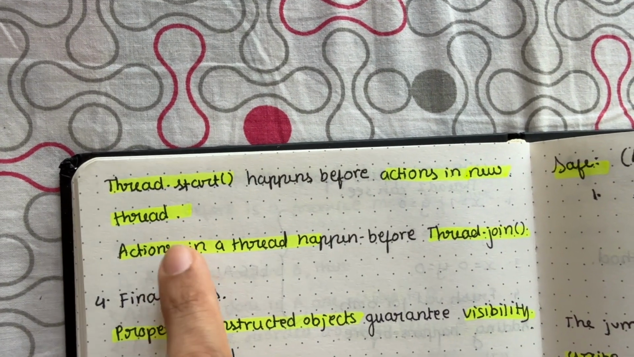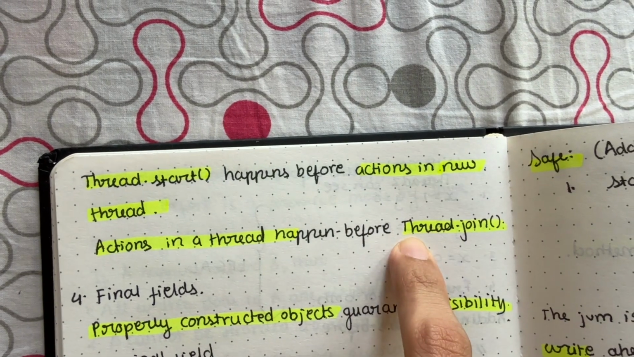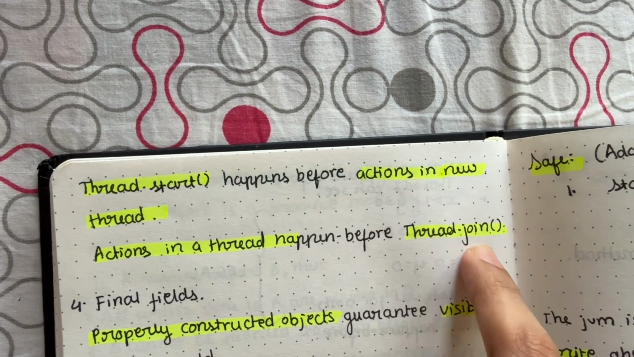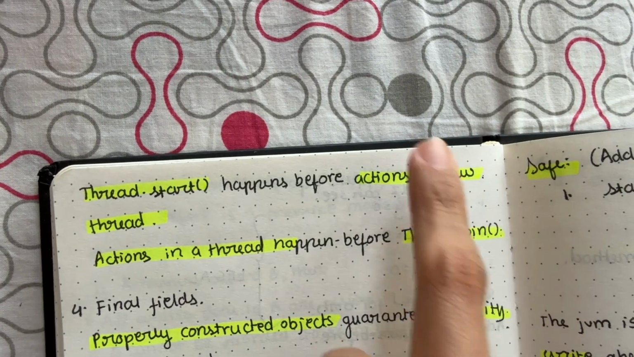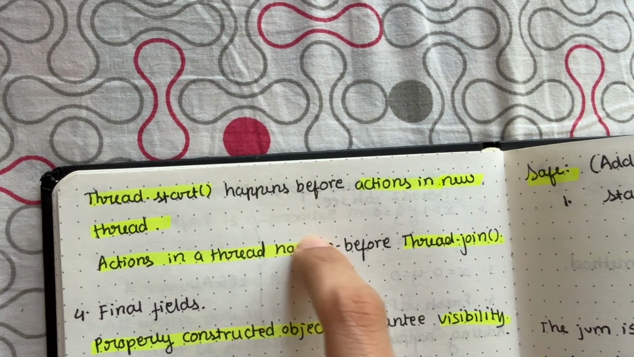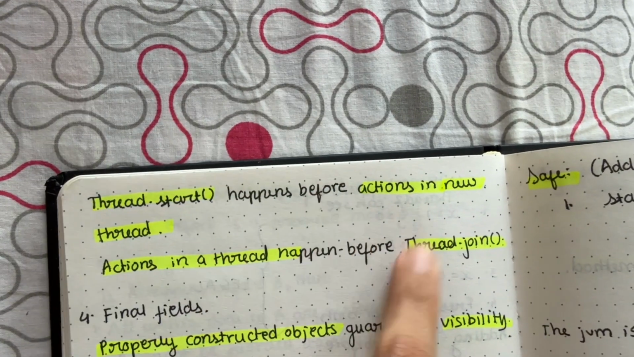Now second, actions in a thread happen before thread.join. If I have called thread.join, the actions of the thread on which I have called this are guaranteed to be performed first before thread.join. So this is the happens before guarantee in a thread's life cycle, and these actions cannot be reordered.